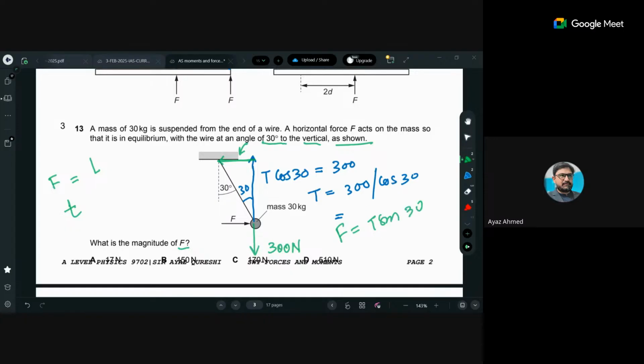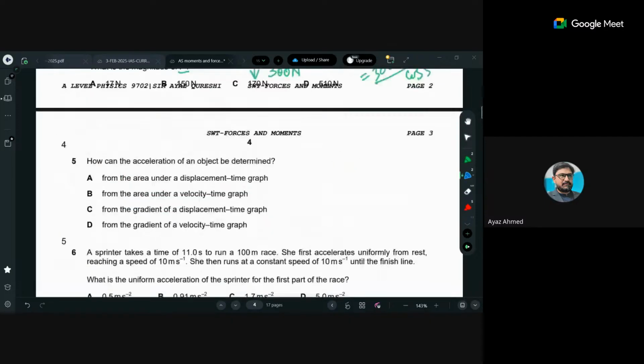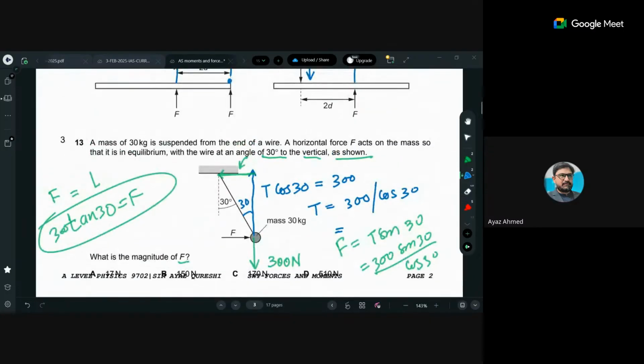For that purpose, I must know about this. So it will be 300 sine 30 divided by cos 30. So simply speaking, it is 300 tan 30. Right? How much is that? This is 300 tan 30 is the force. So please, if you have a calculator with you, please calculate that for me. Hurry up. Yeah, just a second.